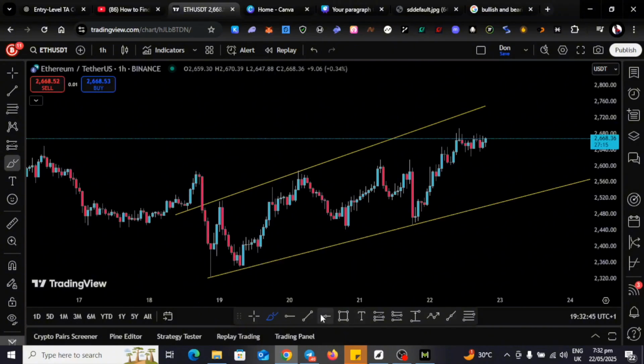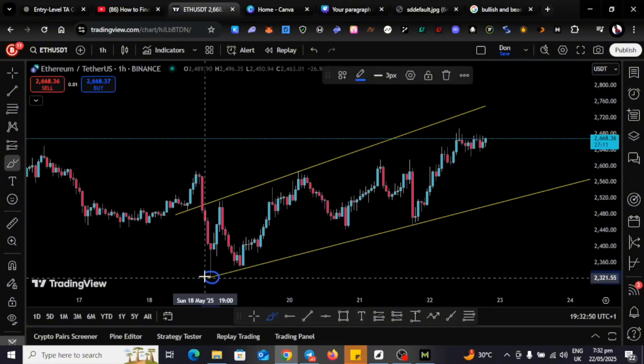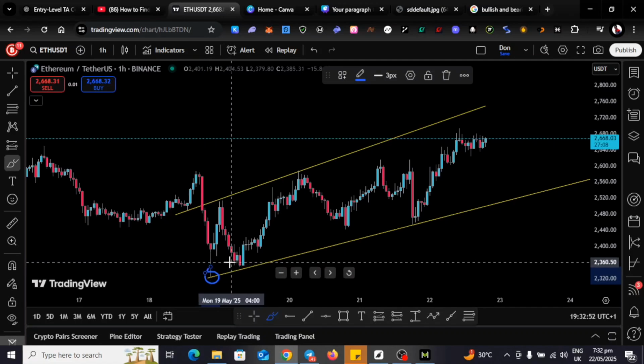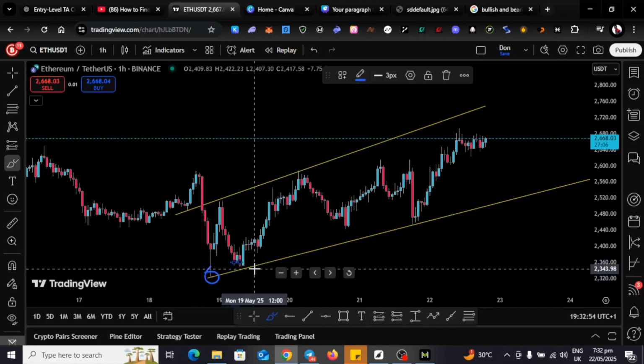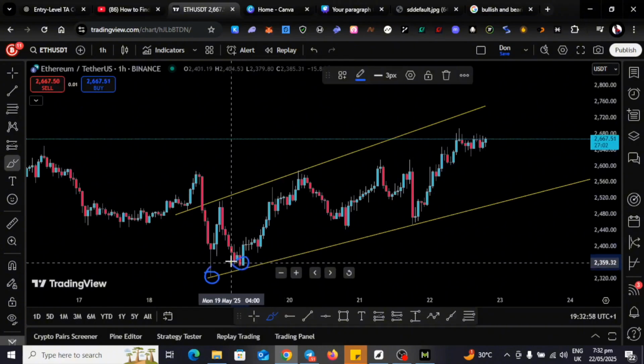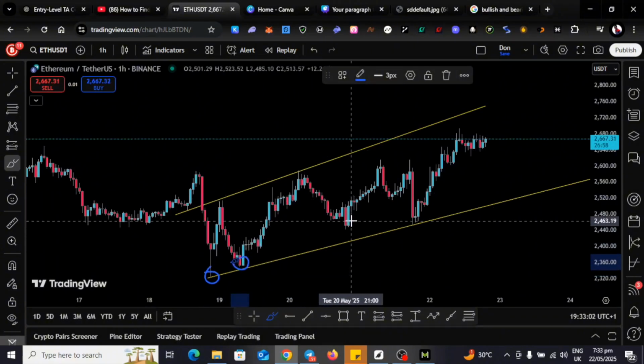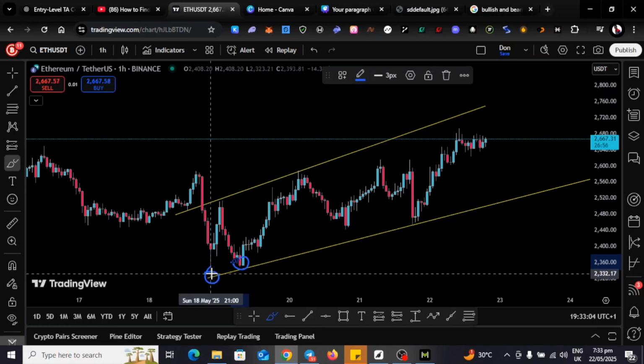Now see how powerful the trend line is. Right here, it tapped the trend line. Here, it came very, very close to the trend line, and it went up. And you can see, each time it comes. Now look here. At this price, Ethereum was $2,326 when it started obeying this trend line.